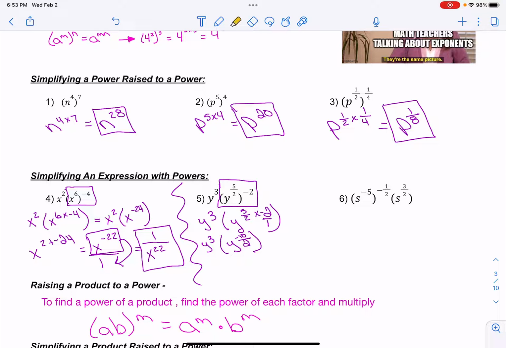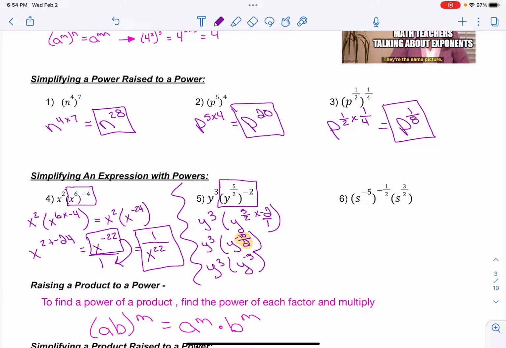Now, this little fraction here, that is our exponent. That can be simplified, and I highly suggest you simplify the fraction, because then it turns into y to the -5th. Because -10 divided by 2 is -5.